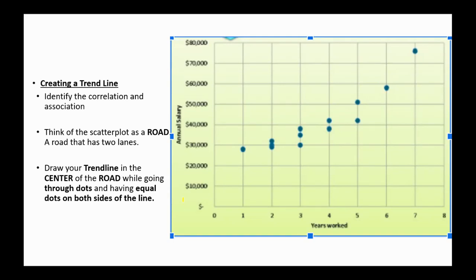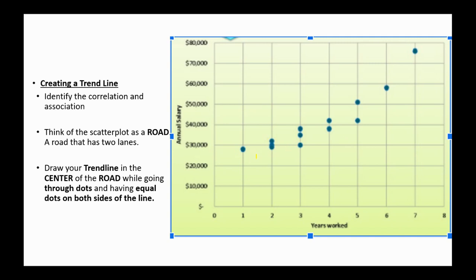Okay, scholars. So we're now creating a trend line. First thing we want to do, identify the correlation and association. This graph is showing the scatter plot is going uphill and they're all kind of following suit and they're close together. So I would say this is a positive linear correlation, or linear association with a positive correlation. But we need to know that it's both linear and positive.